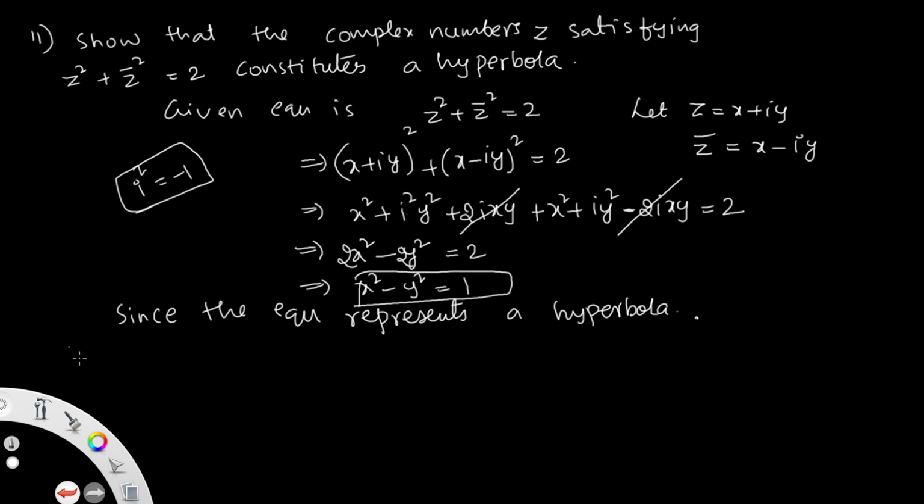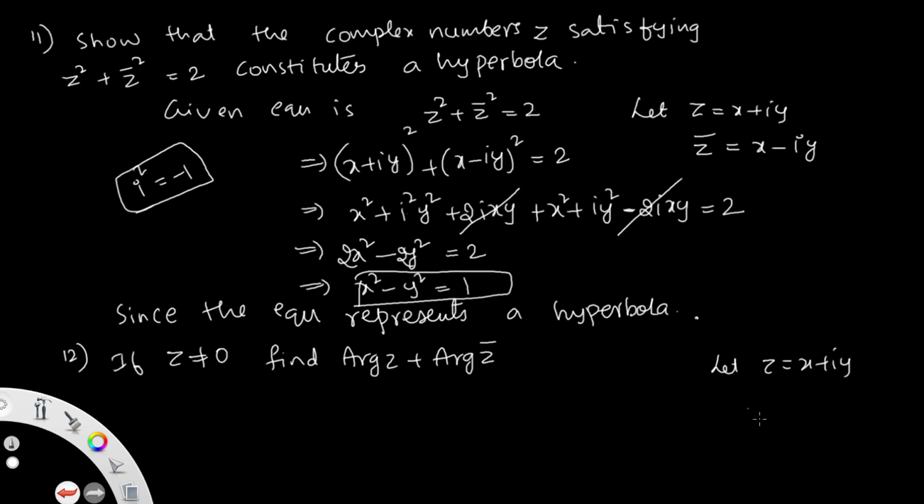Next, the 12th question. z is not equal to 0. If z is not equal to 0, find the argument of z plus the argument of z bar. What is the value? Already we have taken, let z equal to x plus iy, then z bar equal to x minus iy.